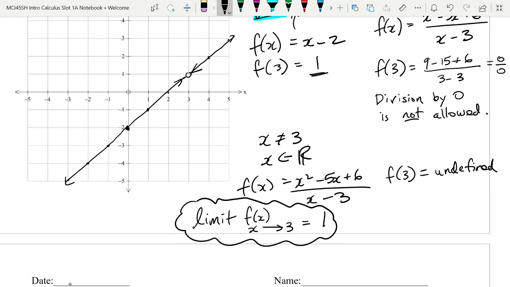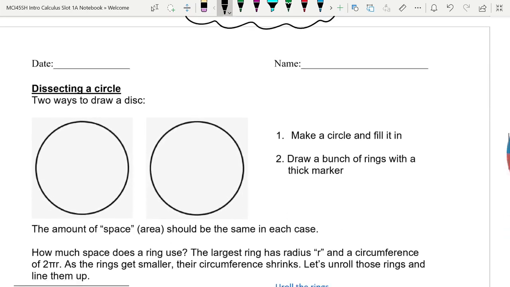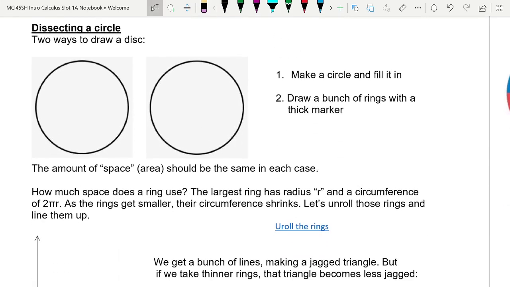Okay, let's change gears a little. Look at the next page. I'm actually going to change up this activity a little from the way Mr. Lacko drew it up. Instead of two ways to draw a disk, we'll draw some disks. Oh, don't you worry, we're going to draw disks. But two ways to, how about consider the area of a circle.